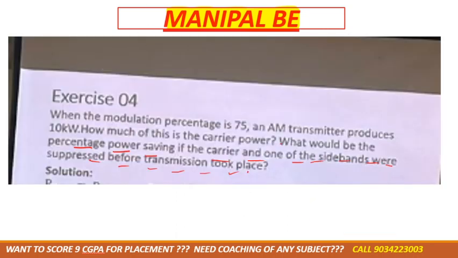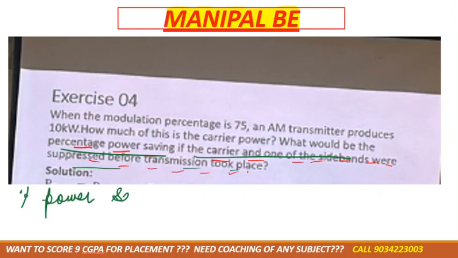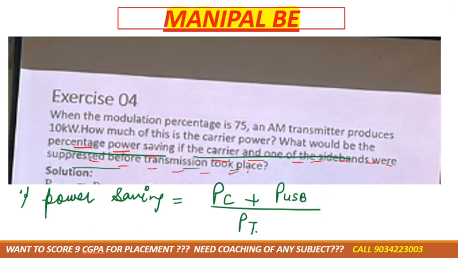Now back to the question, what they have said. They said what would be the percentage power saving, if the carrier and one of the sidebands were suppressed. So the formula for the percentage power saving will have PC plus PUSB divided by total power. You can note down this formula.